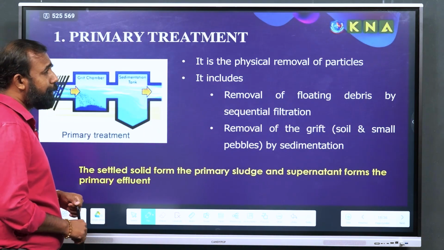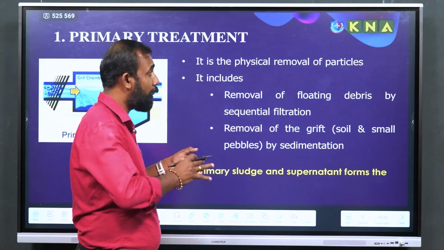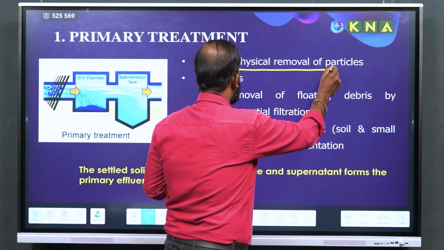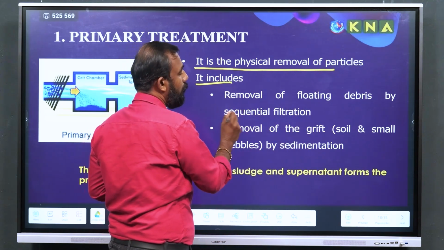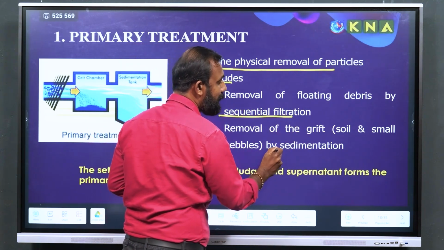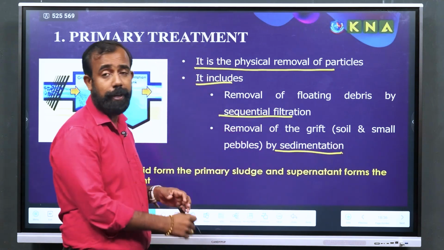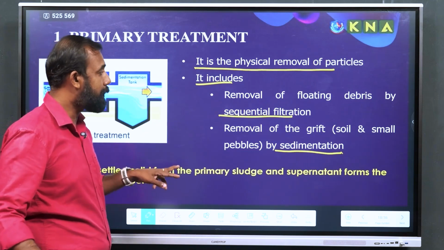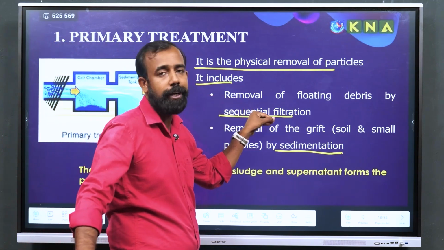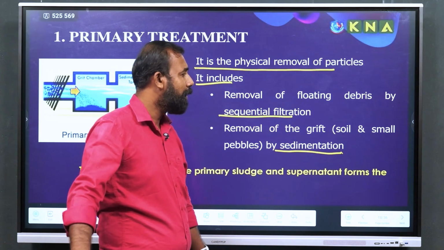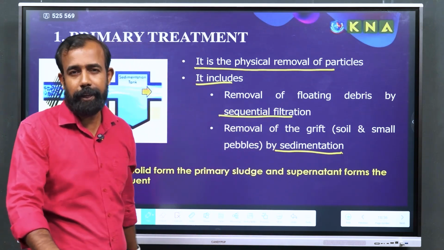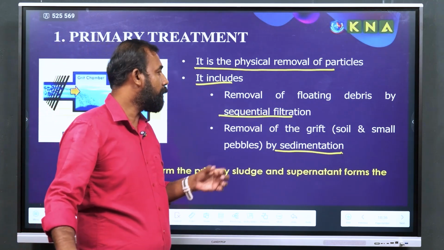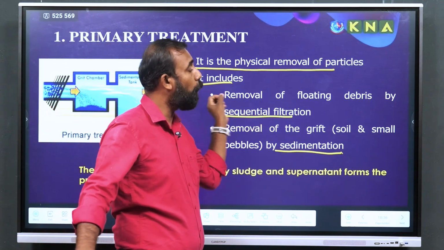In primary treatment, it is a physical treatment. Here we are not using any microbes, so it is a physical treatment. It's a physical removal of particles. It includes sequential filtration and sedimentation. Very, very important. Primary treatment includes two steps. First one is called sequential filtration. Here we are using nets with different mesh sizes. With sequential filtration, we are removing the floating debris.